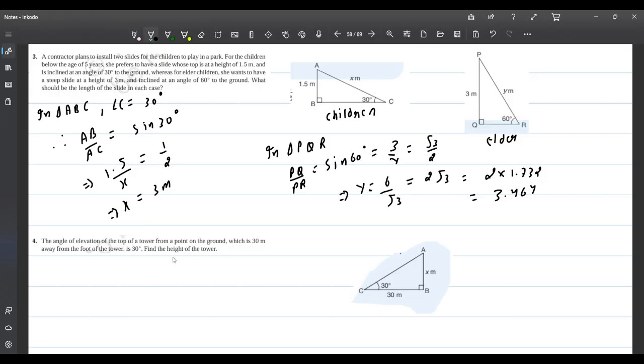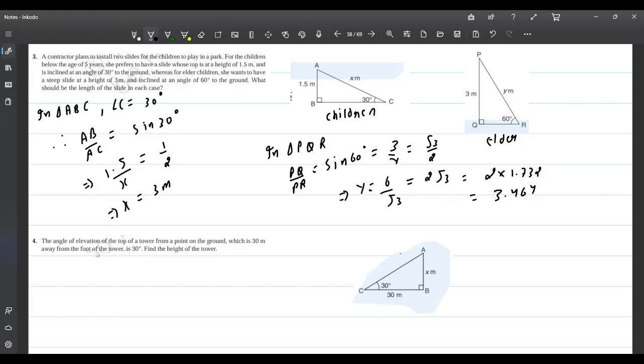Now move to the fourth question. The angle of elevation of the top of a tower. Suppose that this is a tower AB and the angle of elevation is 30 degree, from a point on the ground which is 30 meter. So basically this distance is 30 meter away from the foot of the tower. And find the height of the tower. So we have to find the height of the tower. Height of the tower means AB, which is x meter.